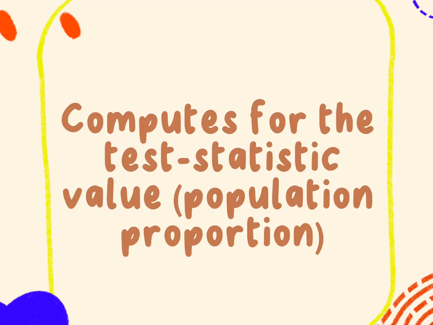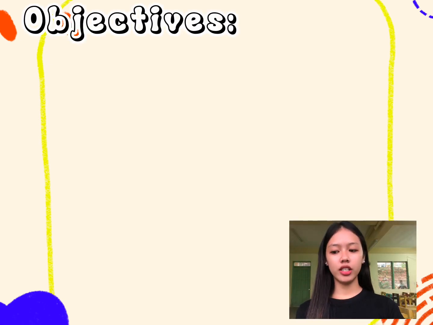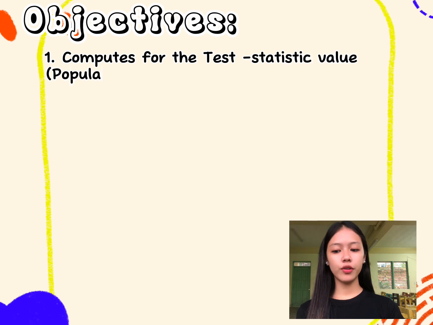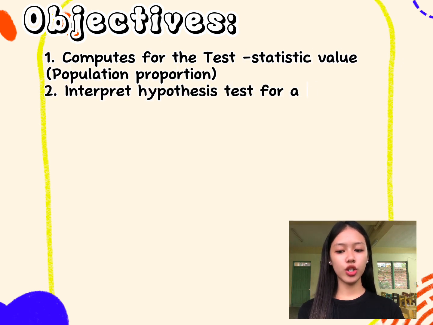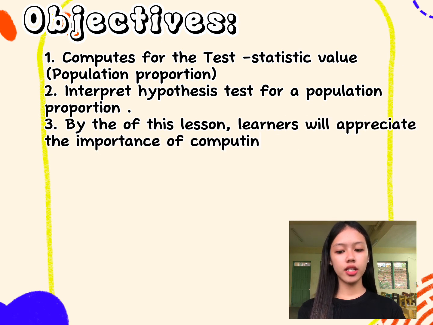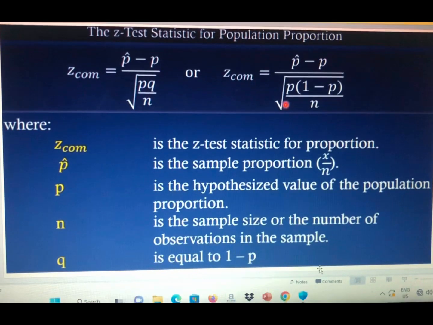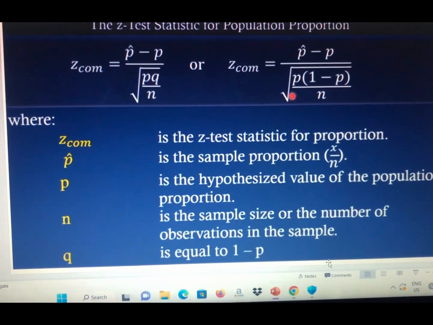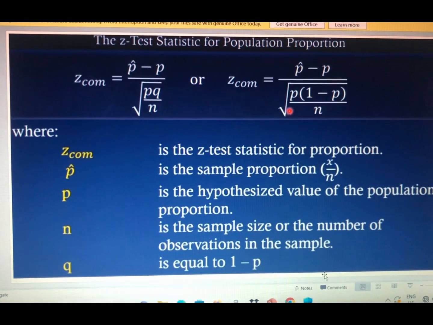Computes for the test statistic value population proportion. These are the objectives. First, computes for the test statistic value population proportion. Second, interpret hypothesis test for a population proportion. Then third, by the end of this lesson, learners will appreciate the importance of computing the test statistic value population proportion. We'll discuss computing test statistic value involving population proportion.